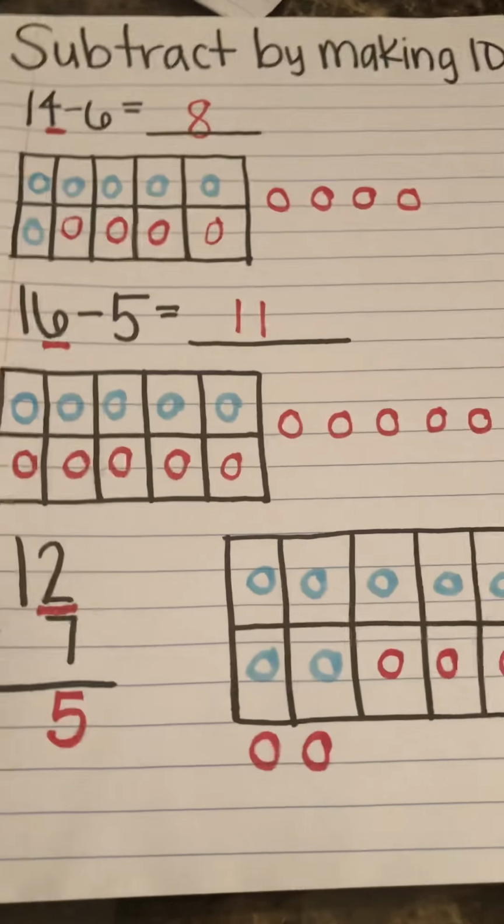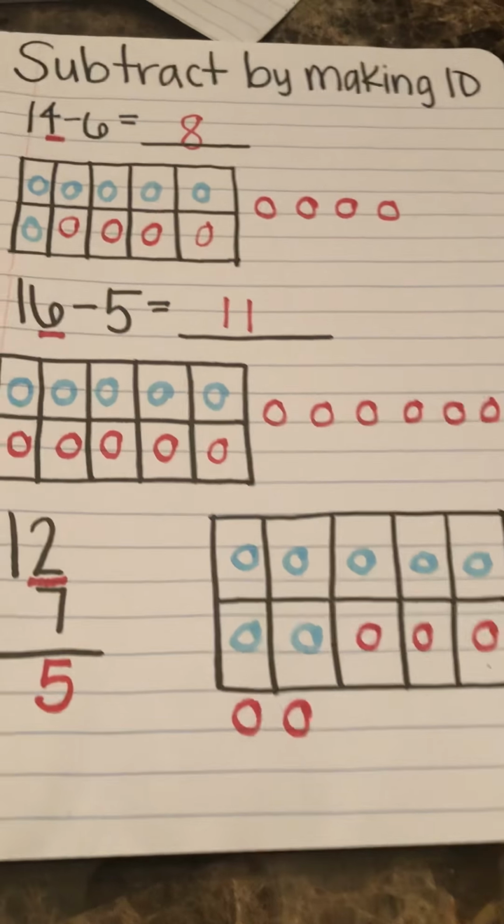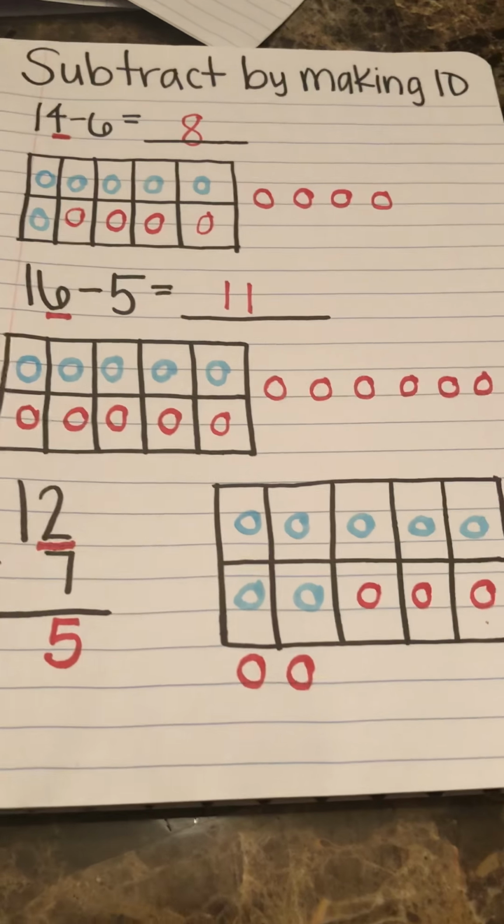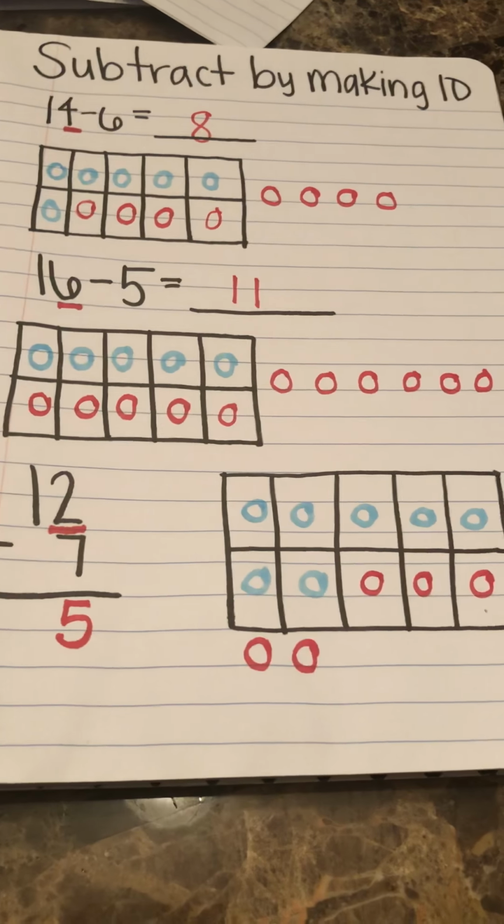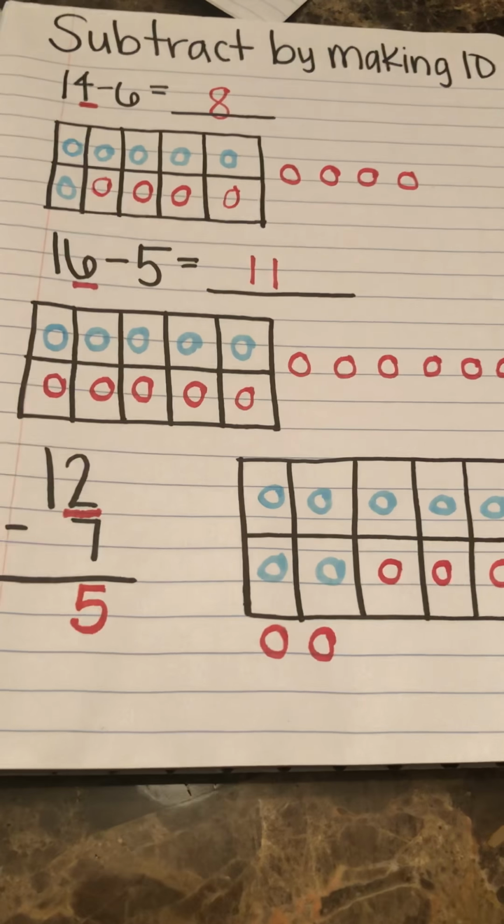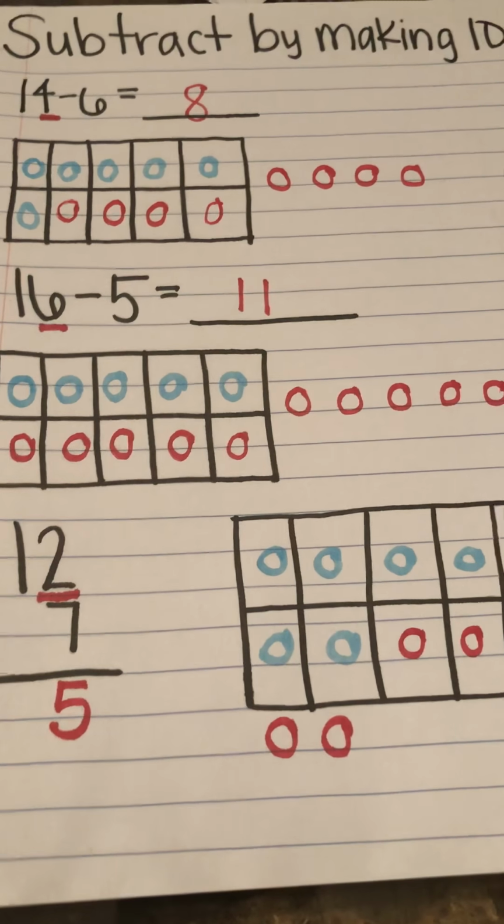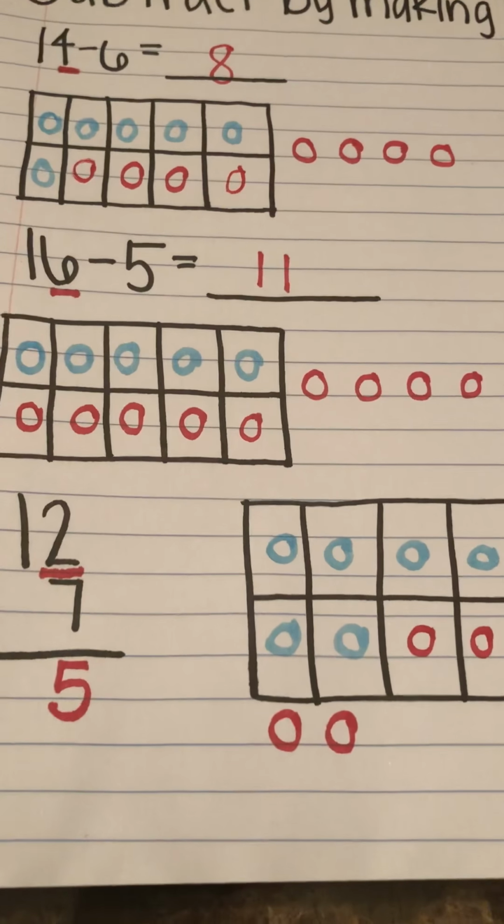So again, this is a quick strategy to help with homework and to help with addition and subtraction. You can also do this with addition problems as well, but subtraction seems to be more abstract for first graders. And you can also do this with double 10 frames once they master those numbers 0 through 20.